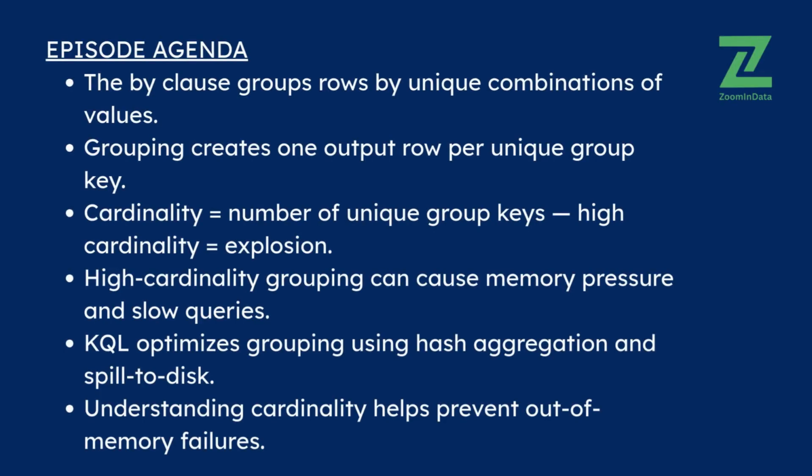Here is our roadmap for today. The by clause groups rows by unique combinations of values. Grouping creates one output row per unique group key. Cardinality equals the number of unique group keys. High cardinality equals explosion. High cardinality grouping can cause memory pressure and slow queries. KQL optimizes grouping using hash aggregation and spill to disk. Understanding cardinality helps prevent out-of-memory failures. Let's dive into the mechanics.